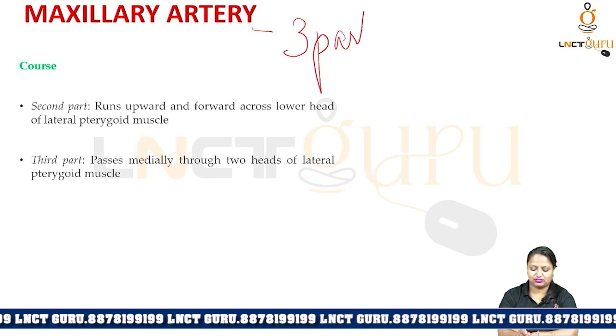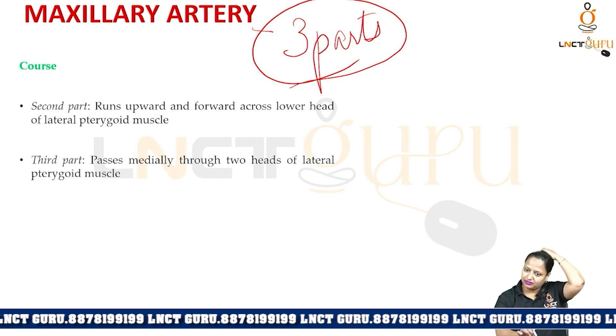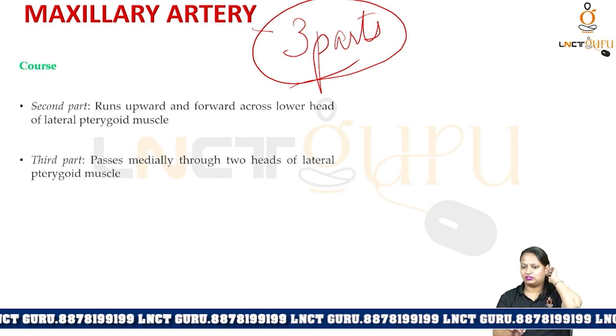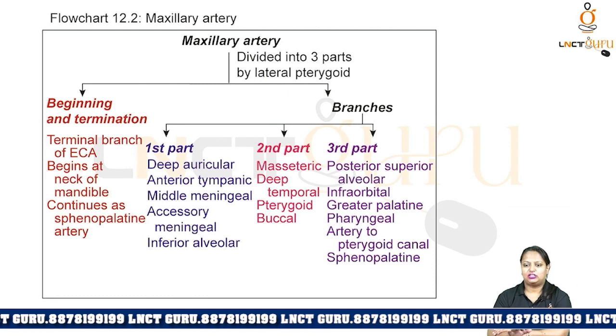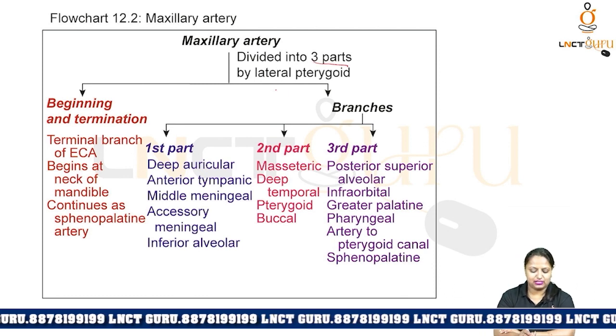The maxillary artery has three parts, and it is a continuation of the external carotid artery. So in short, you can see here that it is divided into three parts by the lateral pterygoid muscle.